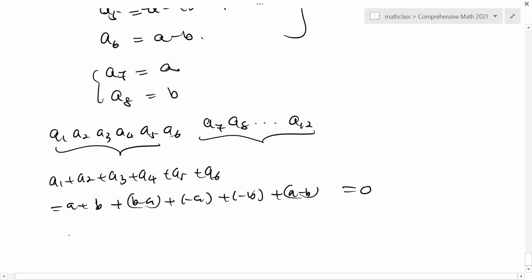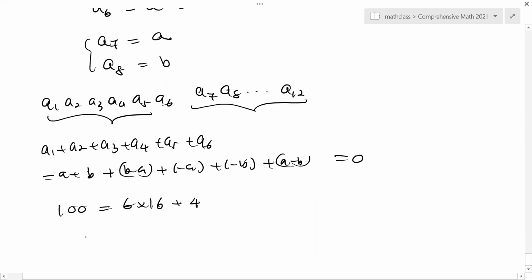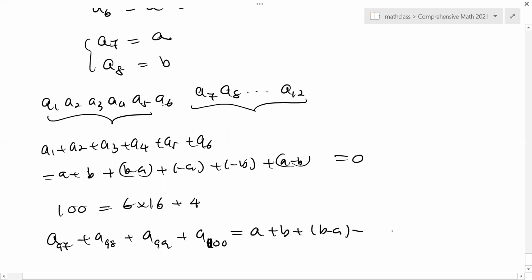So 100 divided by 6 is 16, and the remainder is 4. So the last group, you have to have the first 4 terms. So A97, A98, A99, and A100, those will be A plus B minus A plus negative A.